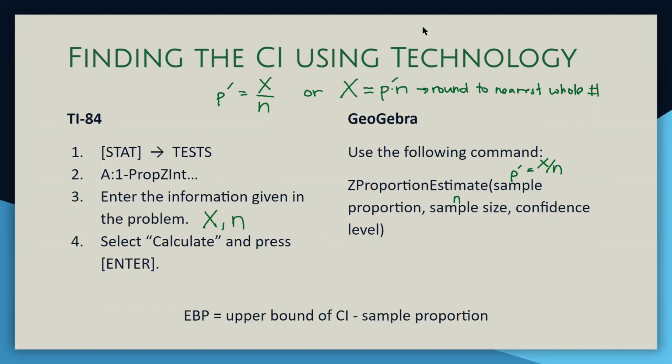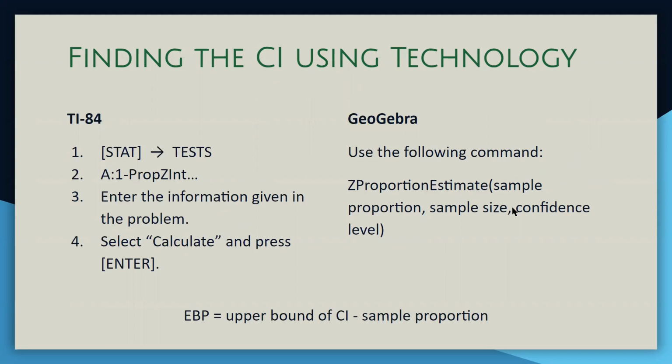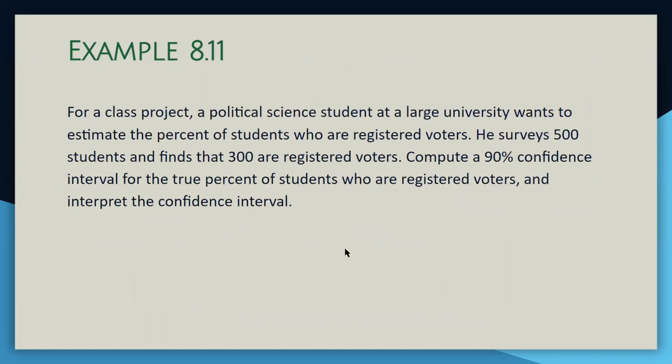Okay, so let's do 2 examples so we can get some practice. Example 8.11 says, for a class project, a political science student at a large university wants to estimate the percent of students who are registered voters. He surveys 500 students and finds that 300 are registered voters. Compute a 90% confidence interval for the true percent of students who are registered voters and interpret the confidence interval.